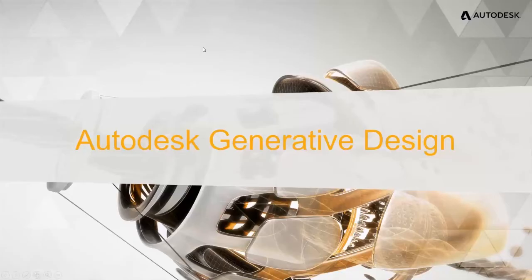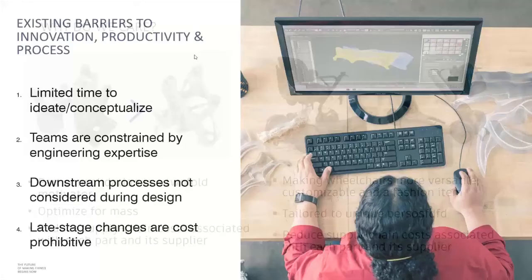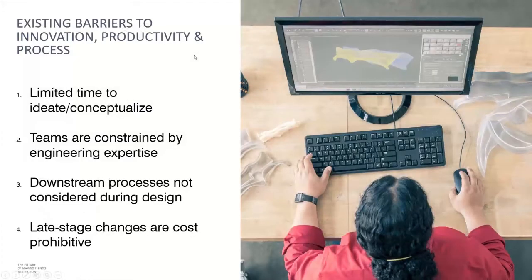Autodesk Generative Design. What is generative design all about? We have the existing barriers to innovation, productivity, and process. What are those? Limited time to ideate and conceptualize. Normally, in the conceptualization of our design phase, that is where we already take a long time. Teams are constrained by engineering expertise. Downstream processes are not considered during design. Late stage changes are cost prohibitive. Those are the problems.